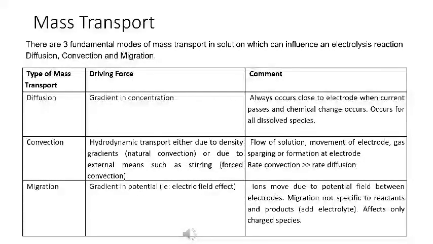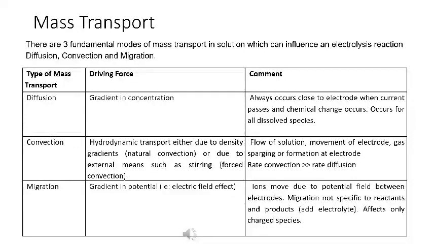In the bulk solution, the concentration of ionic species is higher than the concentration very close to the electrode surface. So when there is a concentration gradient or slope, the species at higher concentration will move towards the electrode surface because of this gradient in concentration of ionic species. It always occurs close to the electrode when current passes and a chemical change occurs, and it occurs for all dissolved species.